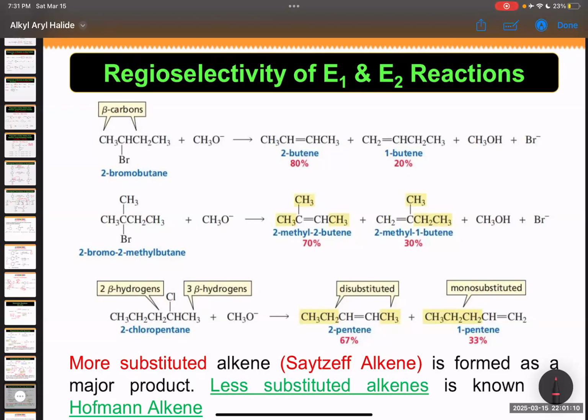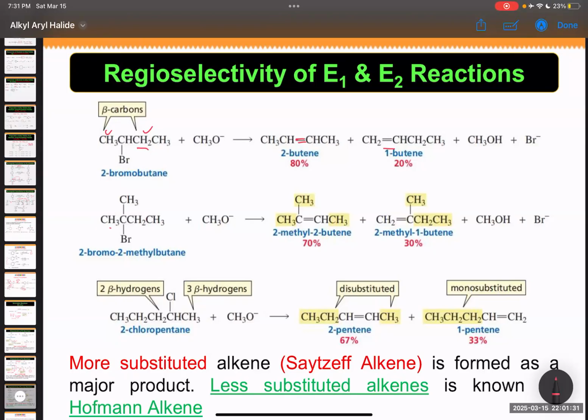So here you have two hydrogens. Hydrogen you have removed from this, so you have a double bond. This is the more branched alkene and this is less. This is known as the Zaitsev alkene, or Saytzeff alkene. The spellings could be different, but the meaning is the same. So the more branched alkene is the major product.